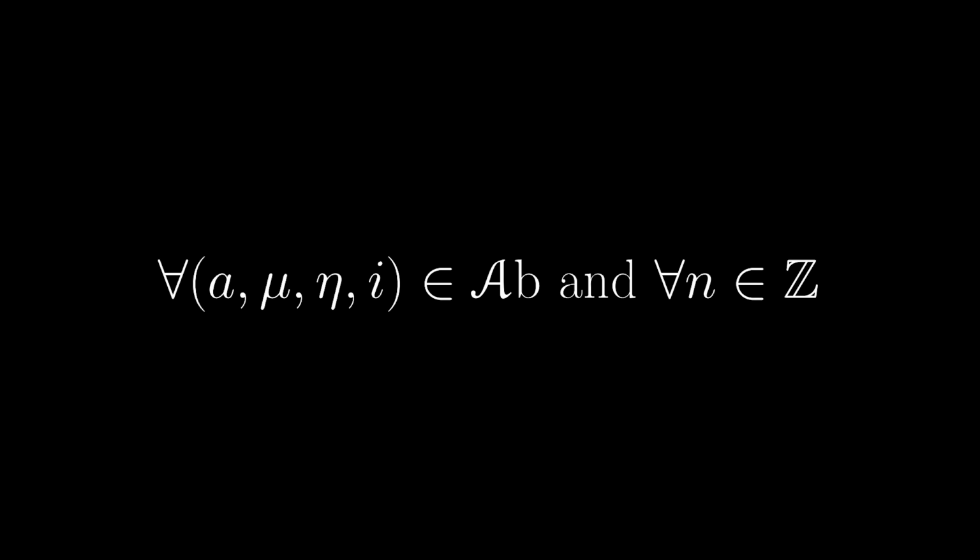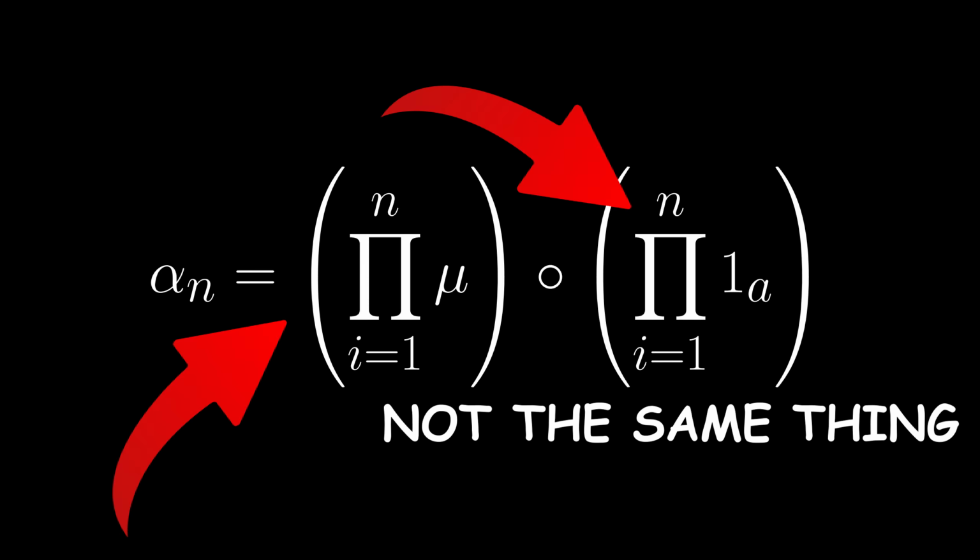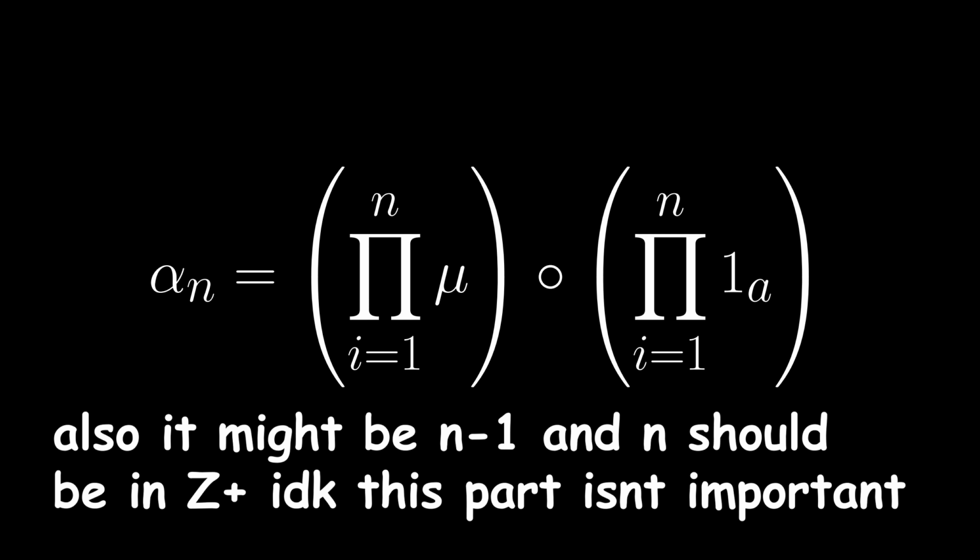Note that for any (A, mu, eta, I) in AB, and for each n and z, there's an endomorphism alpha_n from A to A given by alpha_n equals this product of mu composed with this product of 1_A, where these products are not the same product, but one of them is a bifunctor and one of them is a universal property that is not the bifunctor. It's slightly different.